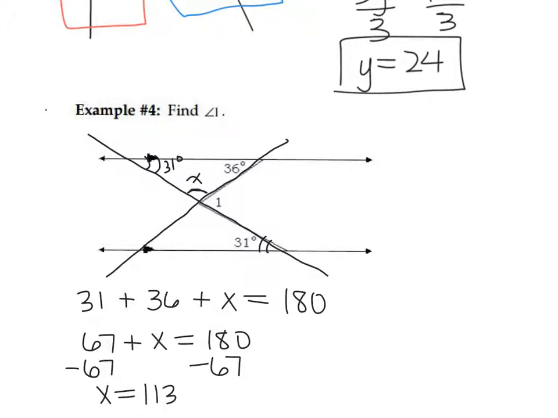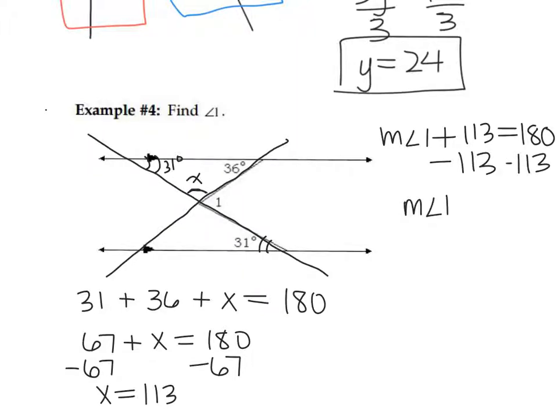Now that I know x, and I know it's a linear pair with angle 1, we know the measure of angle 1 plus the 113 is going to equal 180. So now to solve for the measure of angle 1, I'm going to subtract the 113. So we get that the measure of angle 1 equals 67 degrees.